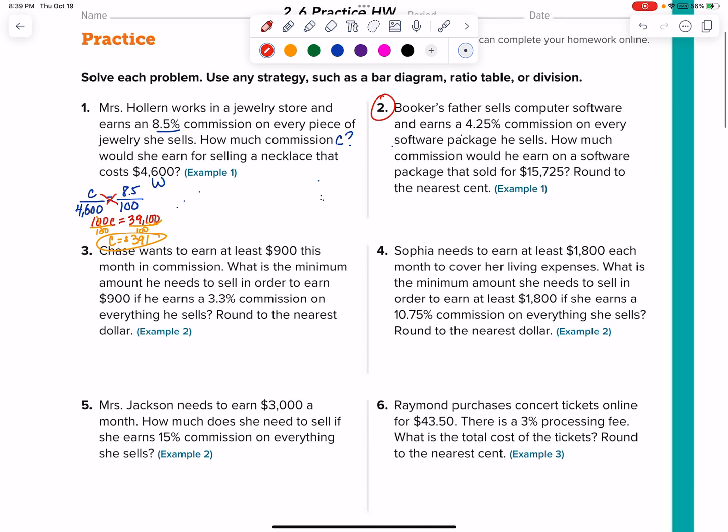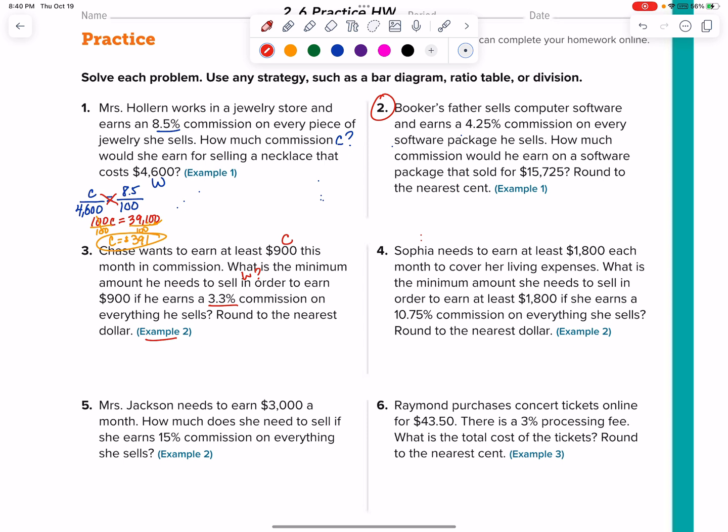All right, question 3, example 2. Chase wants to earn at least $900 in commission. So this is our commission. They just told you this. What's the minimum amount he needs to sell? Meaning, what's the original amount he needs to sell? So I don't know my original, my OG, in order to earn the $900, if he earns 3.3% commission on everything.